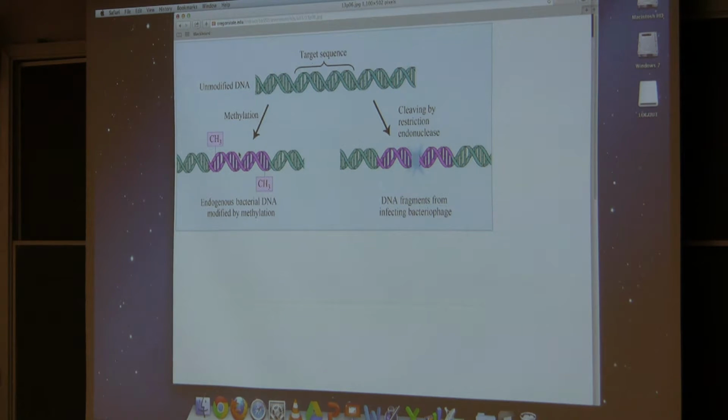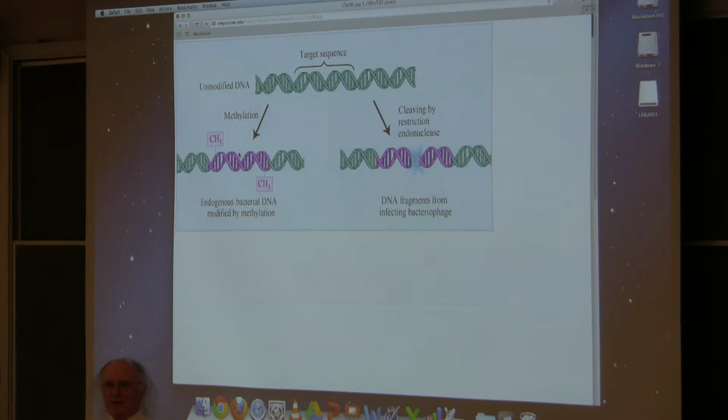Well, what happens if the methylase puts a methyl group on the viral DNA that's coming in? What do you suppose would happen? It would protect it. It's exactly what would happen. The viral DNA would be protected against getting cut. And everybody goes, oh my God. And to that I say, remember, there are no perfect systems in biology.